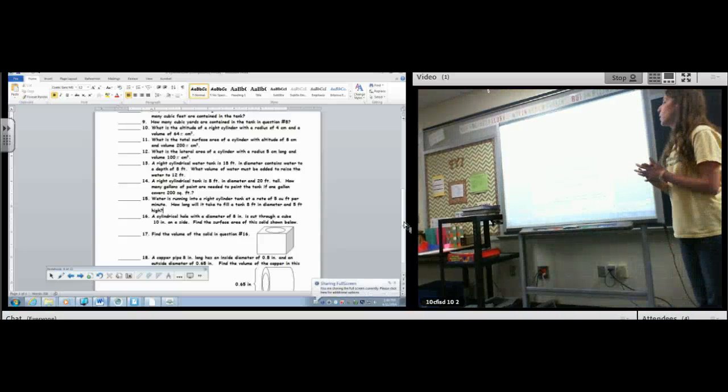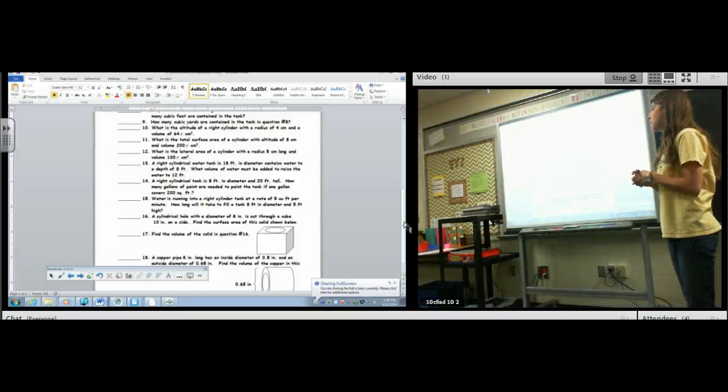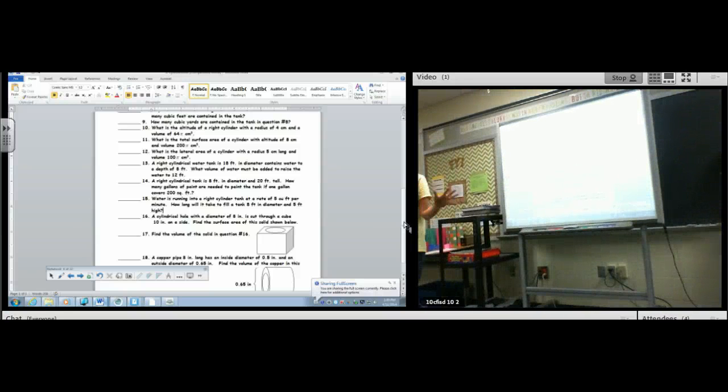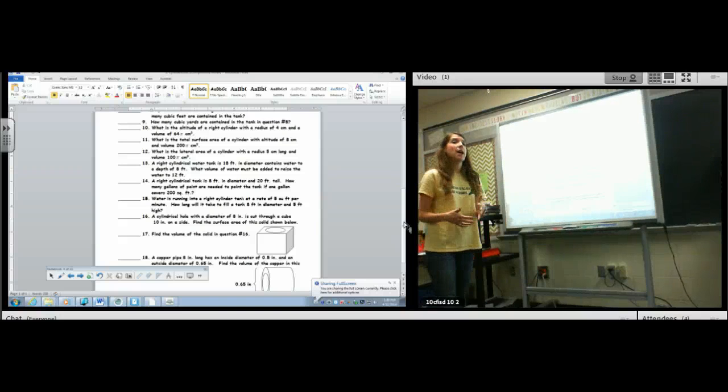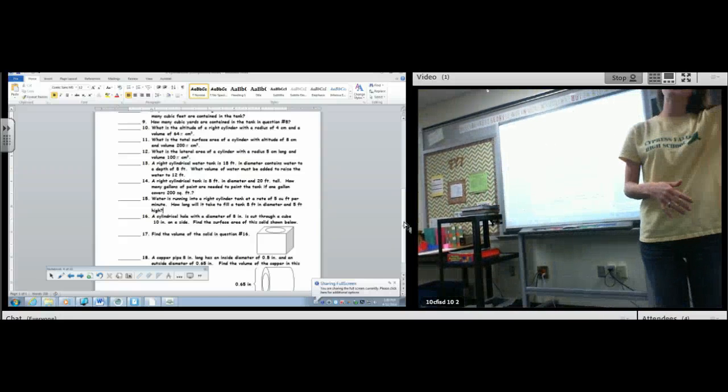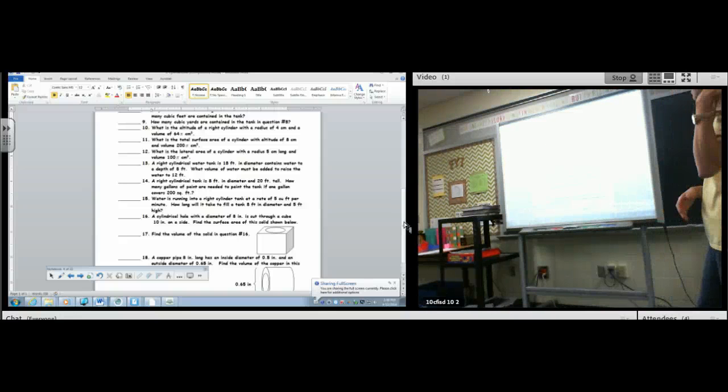So, looking at number 14, we want to know how many gallons of paint are needed to paint the tank. Now, they didn't specify whether it was lateral or total. So if they don't specify, we're always going to assume total unless they tell us otherwise. So we're going to paint the entire tank. We don't want to leave any of it unpainted.